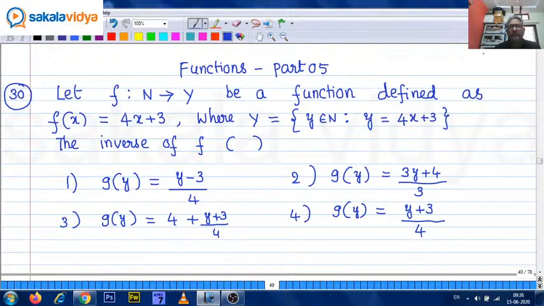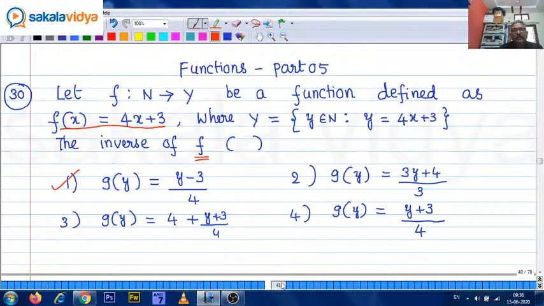So now, okay, f maps N to Y be a function defined as f of x equals 4x plus 3, then y is equal to given, then inverse of f we need to find out. Inverse of f means very simple. In the place of plus sign, minus sign, x minus 3 by 4 you can write. That is actually f inverse x. Even you can say g of x, but you need to find out in terms of y. So put in the place of x, y, you get y minus 3 by 4. So first option is the right option.